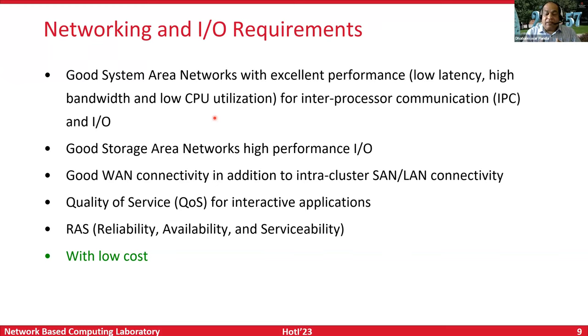Let me give you an example. Let's say I have two networks which have equal latency and equal bandwidth, but the network protocol processing overhead, or the CPU utilization, of one network is 15% and the other network is 5%. Let's say A is 15%, B is 5%. Which one is better?